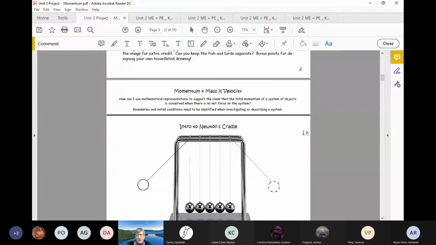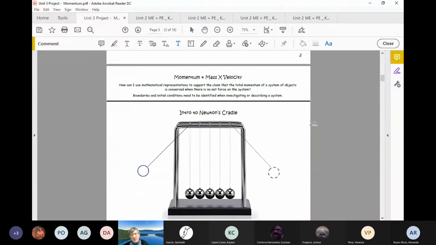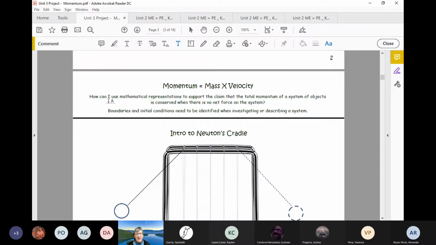At any rate, let's move on to our actual project here. And this one, momentum equals mass times velocity, that's a key idea. We also have a couple of other big ideas here at the top, and I'm looking for a volunteer to read this first one for the group. Who's going to step up? Come on, somebody read for us.